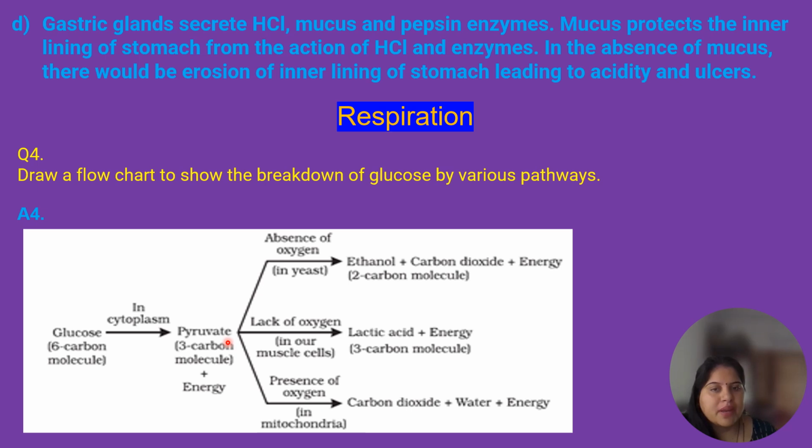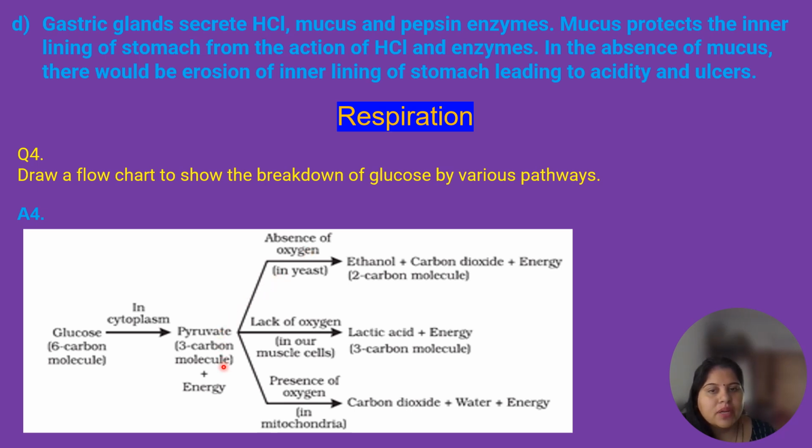Now, when pyruvate breakdown takes place in the absence of oxygen in yeast, the products will be ethanol, carbon dioxide and energy. And ethanol is a 2-carbon molecule. So there are two processes through which breakdown of pyruvate takes place. One is in presence of oxygen, another in absence of oxygen. When the breakdown of pyruvate takes place in presence of oxygen, that is known as aerobic respiration. When breakdown of pyruvate takes place in absence of oxygen, that is known as anaerobic respiration.